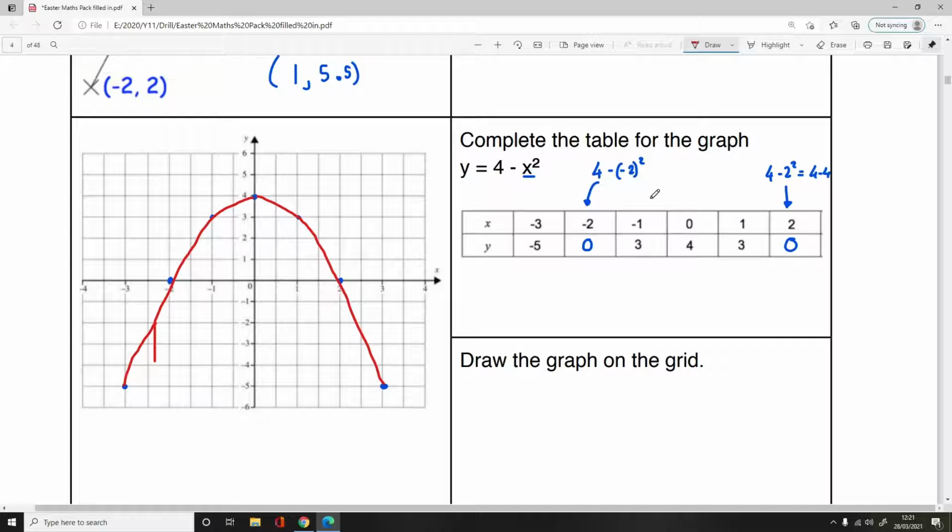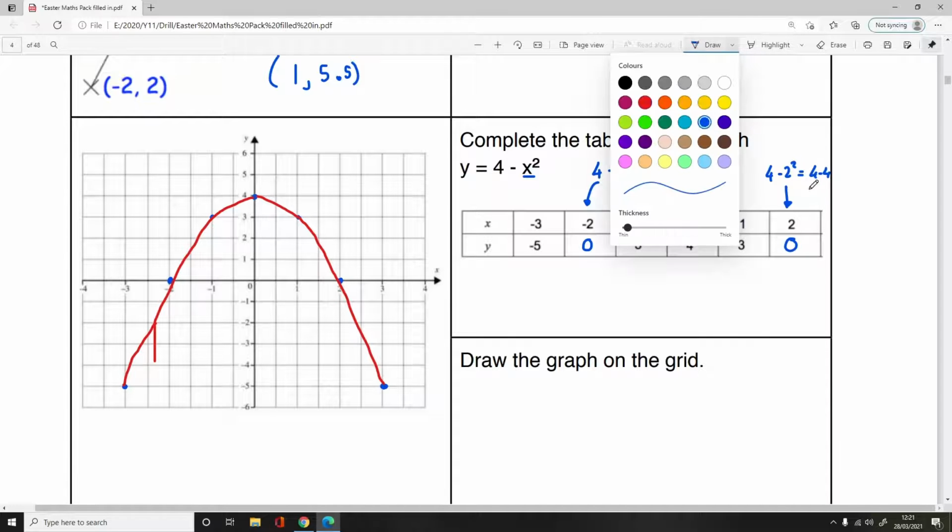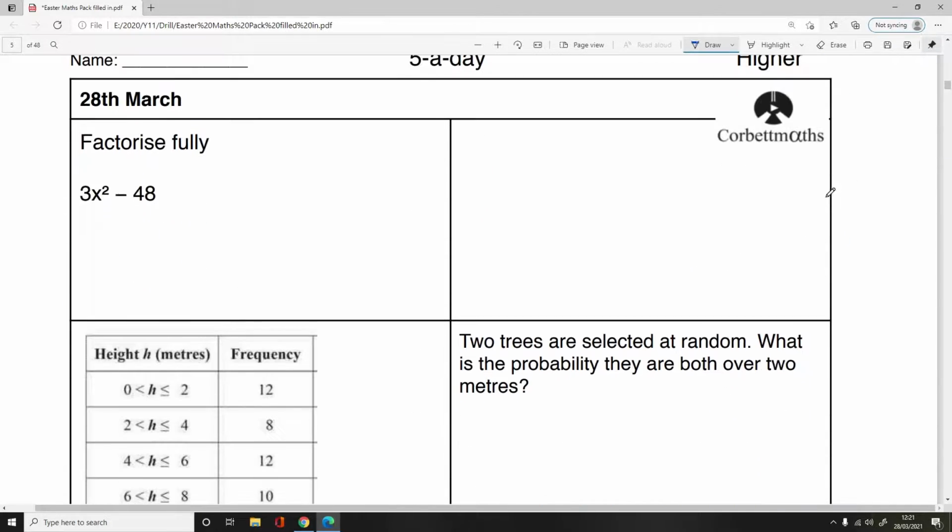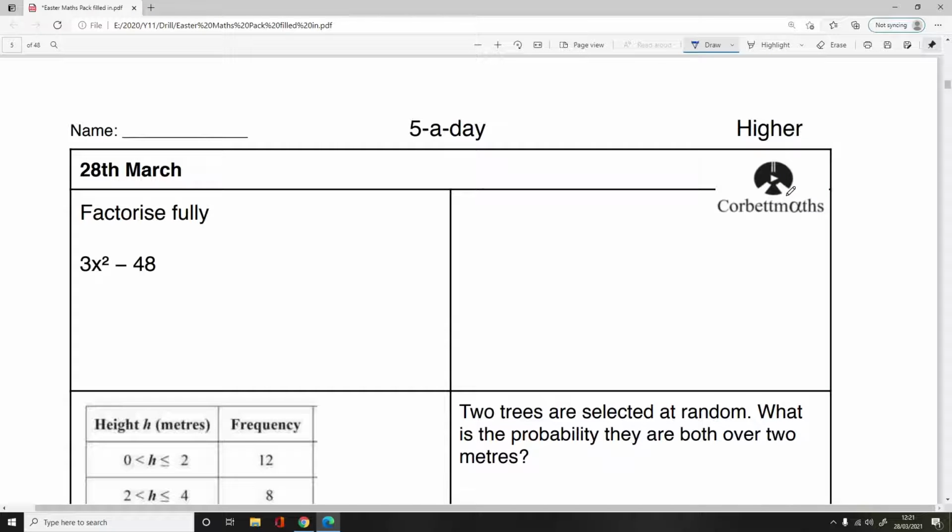Okay, so that was Foundation Plus. Let's have a look at Higher. So again, this would be grade 6s and 7s now.